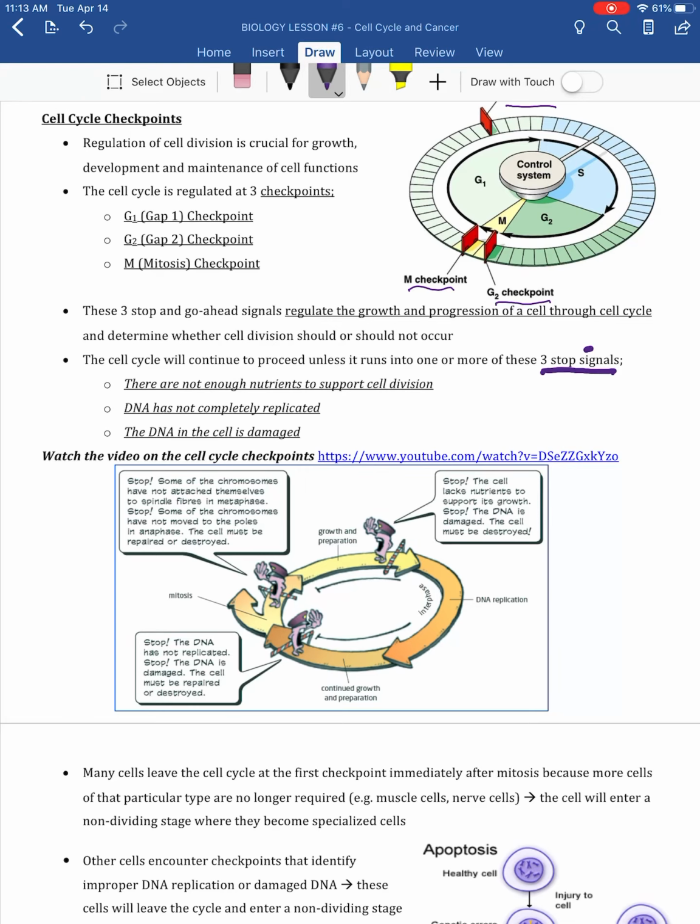There's 3 stop signals, the red, 1, 2, 3. Those signals will stop the cell cycle if, number 1, there's not enough nutrients to support cell division. So if you're starving, your body's not going to make more cells because that's a waste of resources. Number 2, if there's a problem with the DNA, either you didn't double it completely, or the DNA in the cell is damaged, or there was some kind of mutation. There's no point in dividing or replicating or making more cells if there's a mistake.